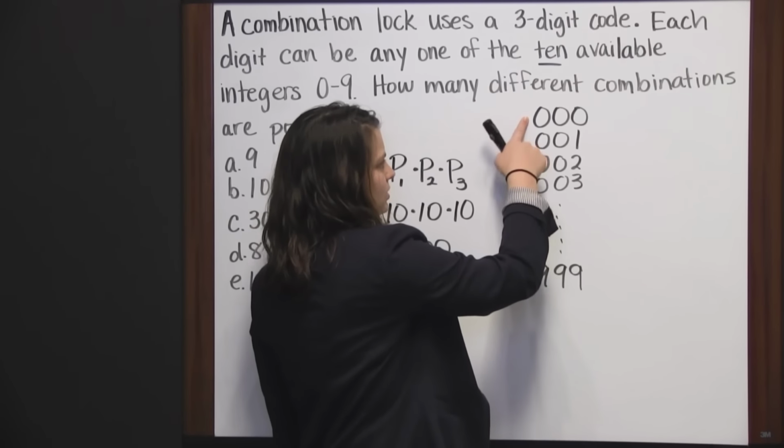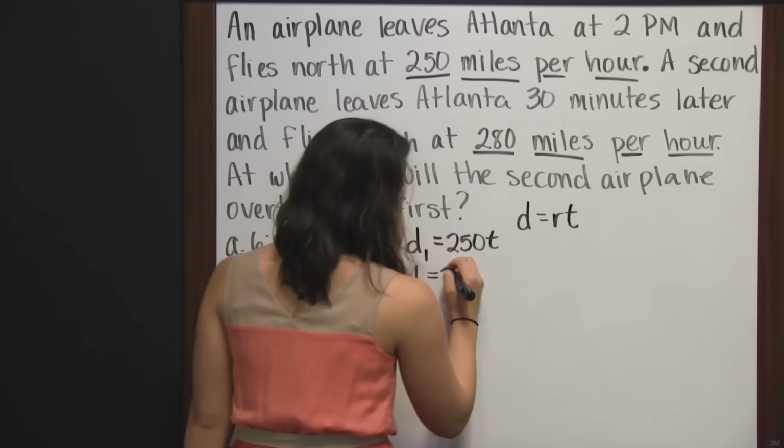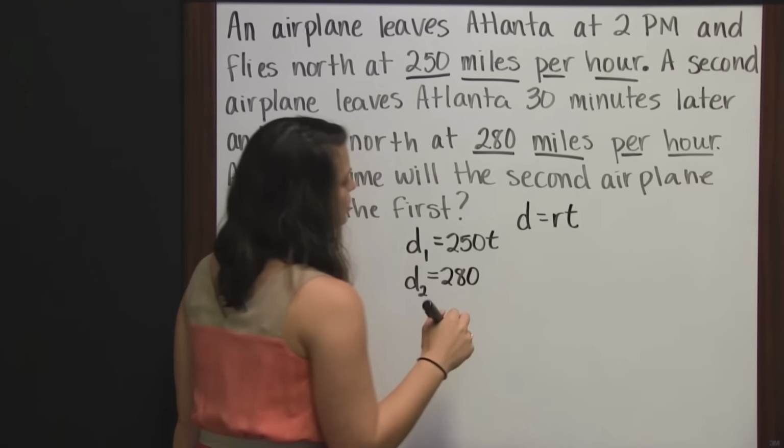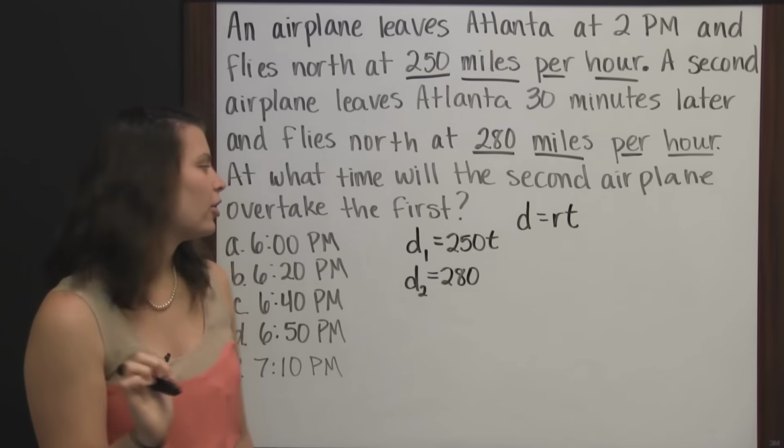So first let's find the distance for the first airplane. The rate of the first airplane is 250 miles per hour. So 250 times, and then all we know is what time the first airplane left. We don't know how long that airplane flew, so we've got to use T for time there. Now the distance for the second airplane, the rate is 280 miles per hour. And we do know a little bit about the time that the second airplane flew.